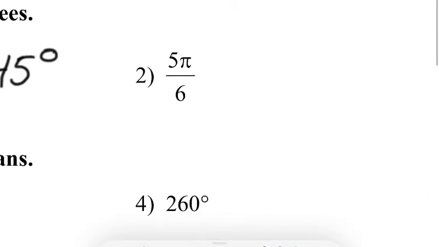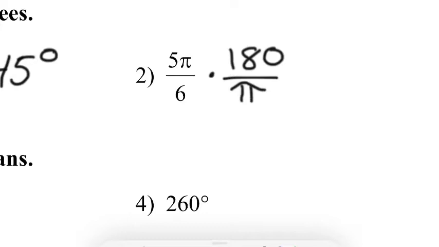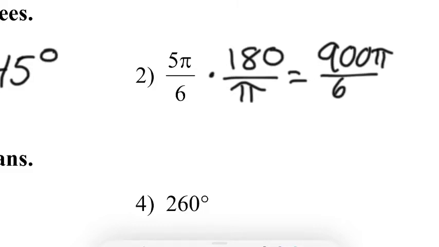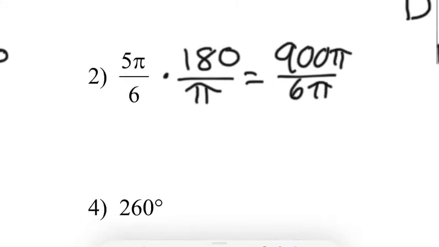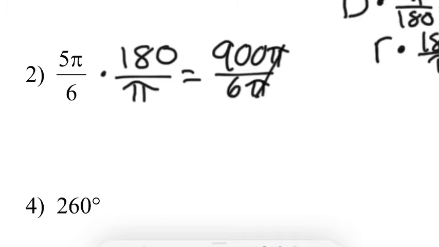For number 2, you have radians, so you want to go to degrees, so multiplying by 180 over pi again, and you get 900 pi over 6 pi. Your pi's cancel out, and you're left with 150 degrees.